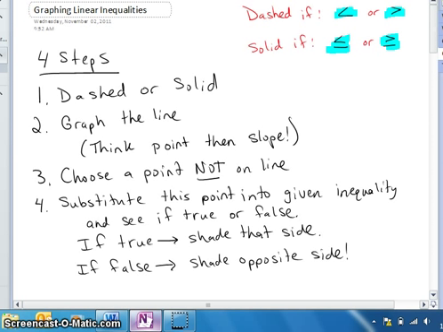First, you have to determine, is it dashed or is it solid? Remember, you're looking for a dashed line if it's less than or greater than. It's solid if it has that equal to portion.